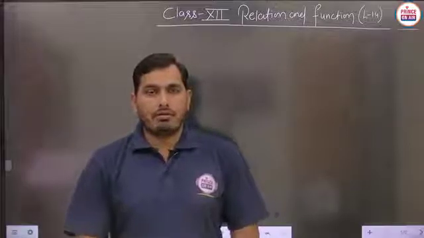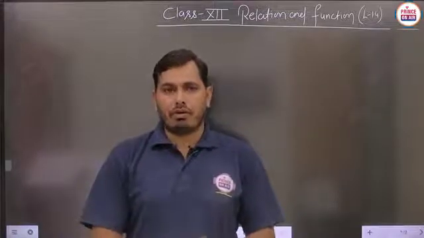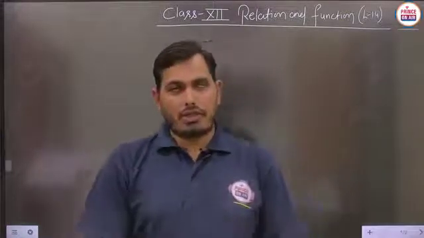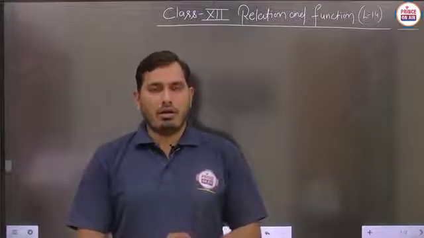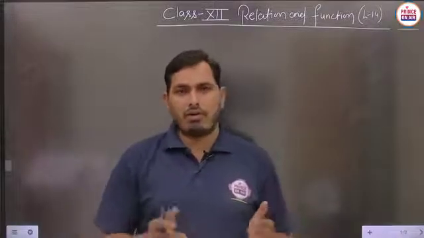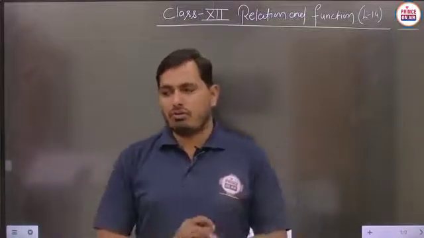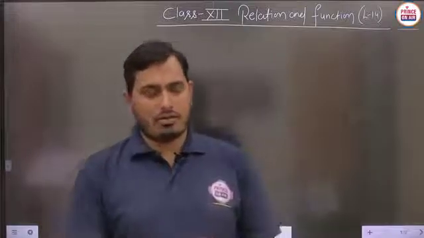Hello students. In the last class we finished exercise 1.3 related to relations and functions. In that exercise we discussed the basic invertible functions, how the inverse exists, and how the calculation of the inverse is done. Each and everything we discussed in the last class. Is it clear?